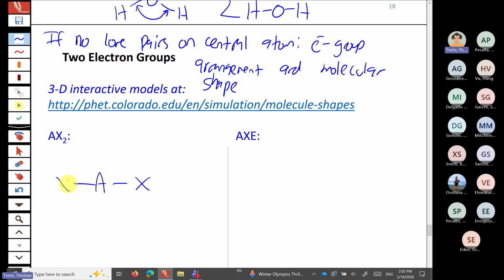So as we saw in the simulator, AX2 arranges the 2 outer atoms 180 degrees apart, and we call the electron group arrangement linear whenever there's 2 electron groups. So it's going to be a linear arrangement when there's 2 electron groups. And in this situation where it's AX2, the geometry is also linear, and that gives you a 180-degree bond angle.